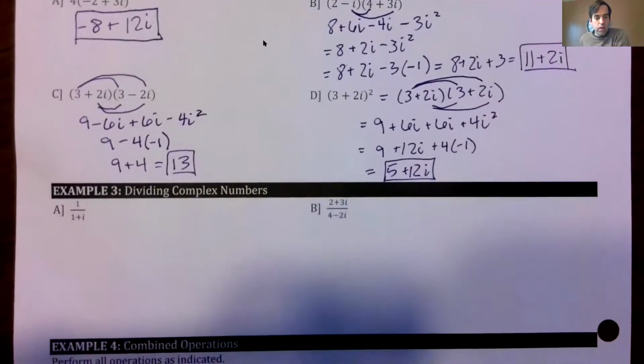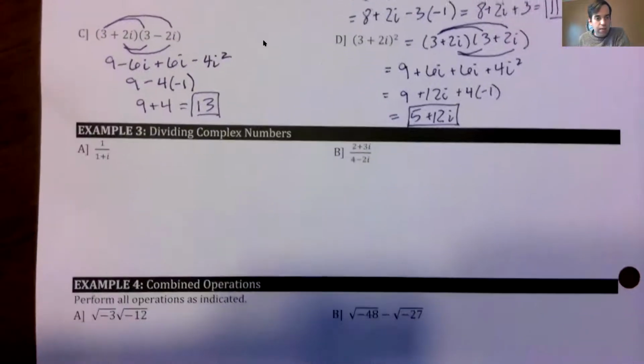There you go. So that's how you multiply. Really, anytime there's i squared, it changes to negative 1. All right, let's keep going.